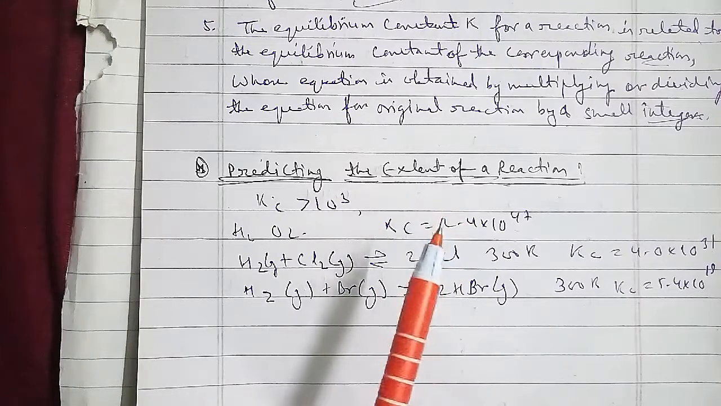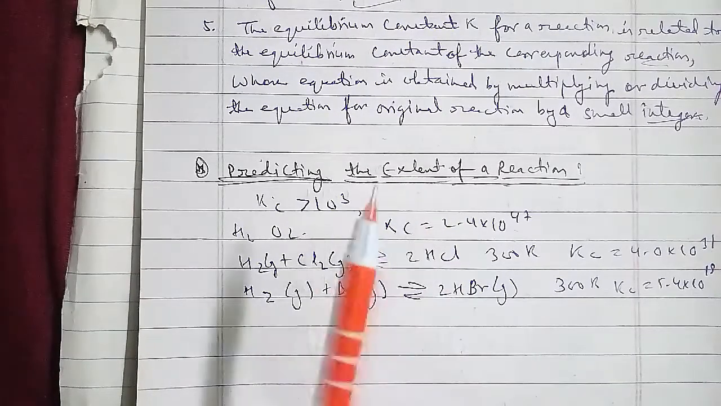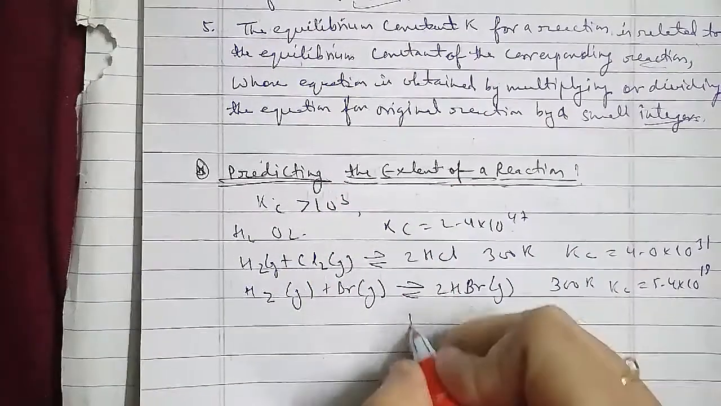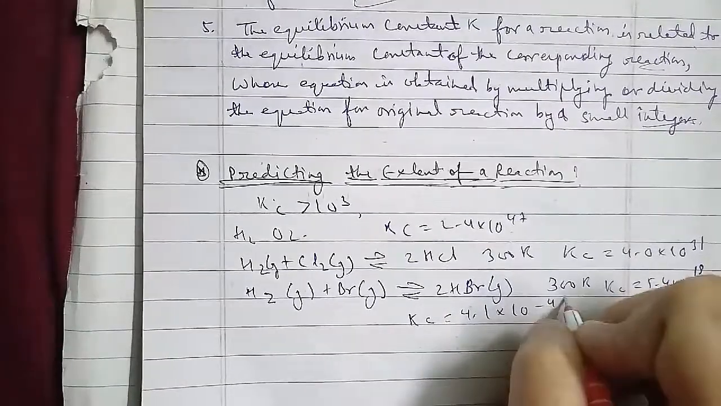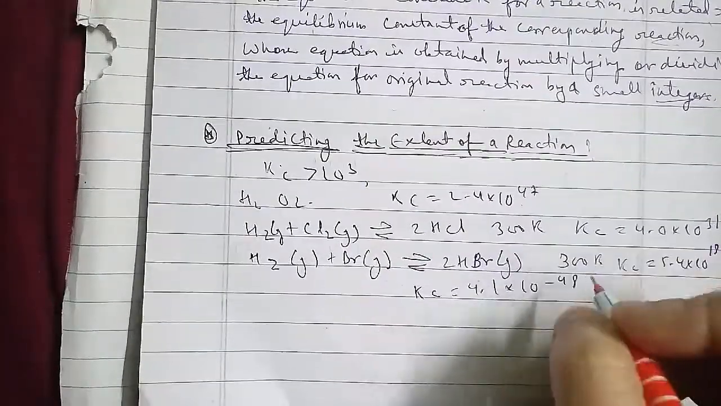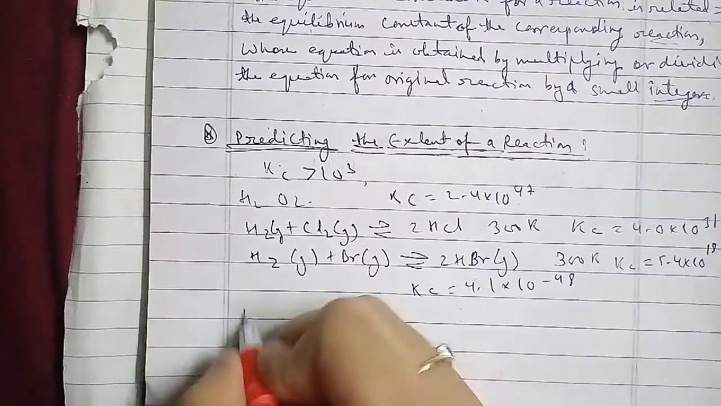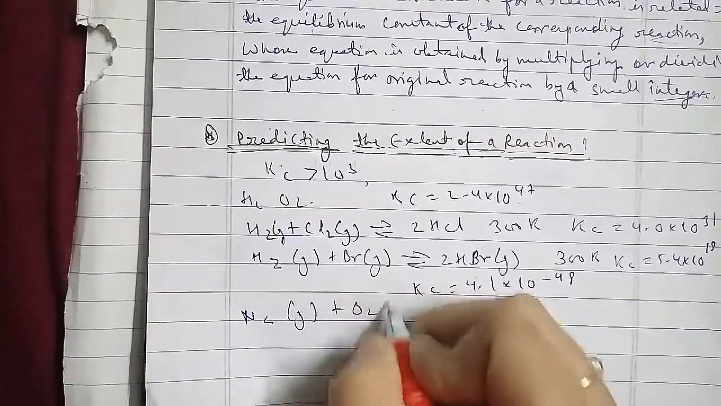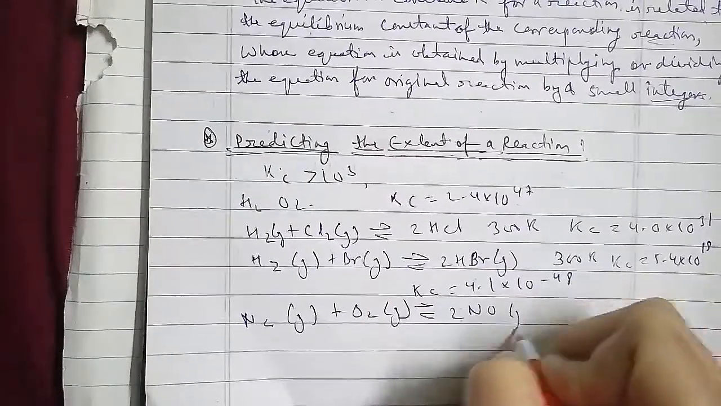And if we talk about N2 and O2, N2 gas plus O2 gas gives 2NO gas at 298 Kelvin temperature, and has a Kc value equal to 4.8 into 10 to the power minus 31. If the Kc is in the range of 10 to the power minus 3 to 10 to the power 3, appreciable concentrations of both the reactant and the product are present.